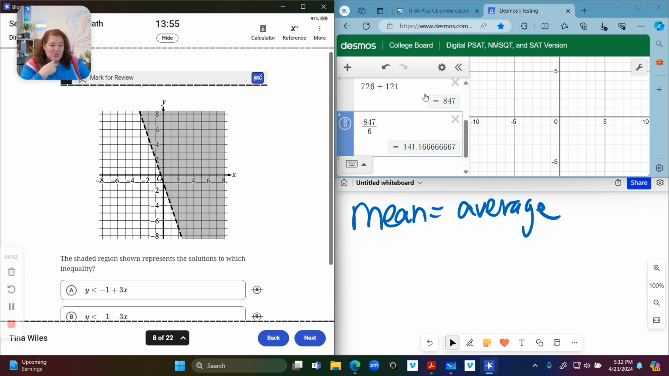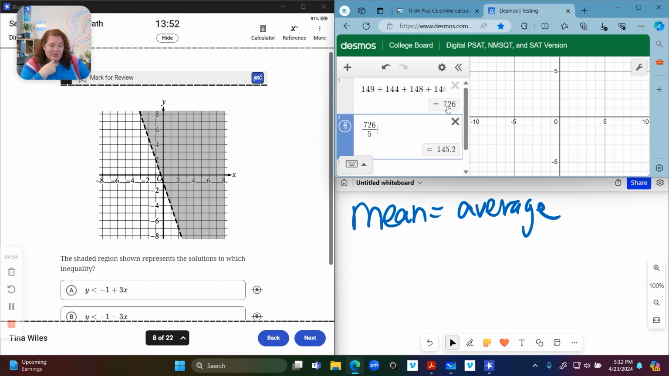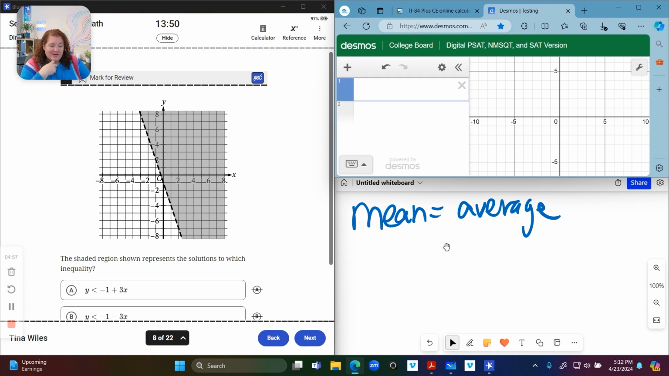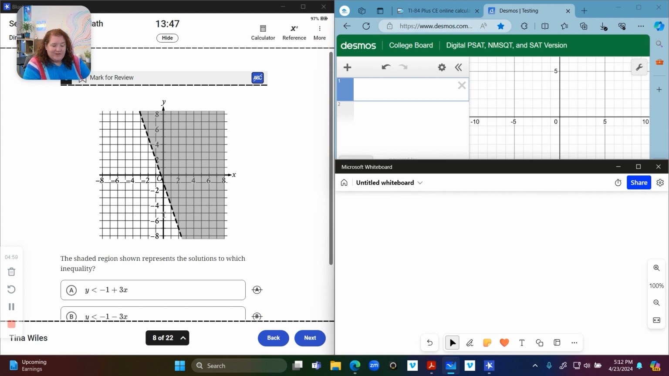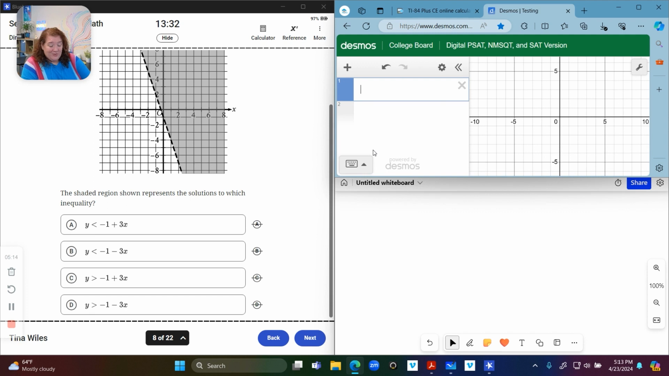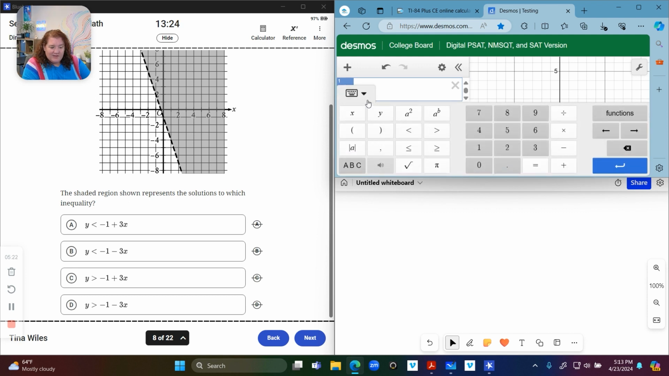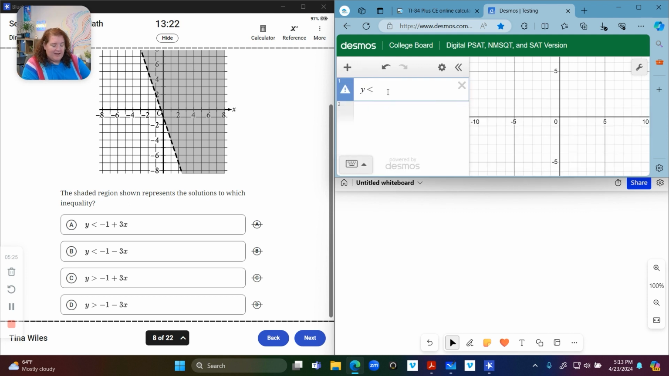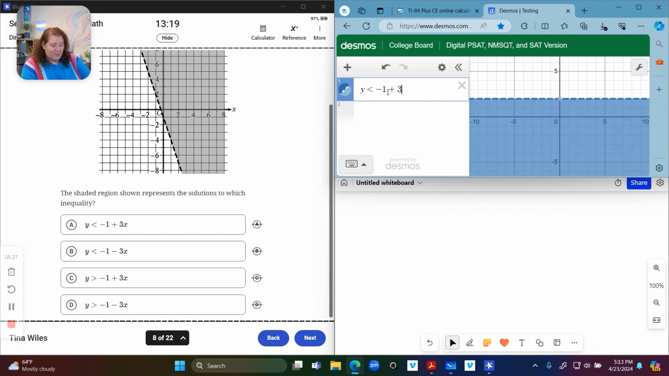And we'll do one more here because I want to show you how you could use Desmos to help solve this. So I can look at this inequality, and that's why it's shaded, and I could actually graph that directly in Desmos. So all I have to do is see what matches. So I'm going to do y is less than. If you don't know how to do the less than, you can also use the keyboard here. y is less than -1 plus 3x.